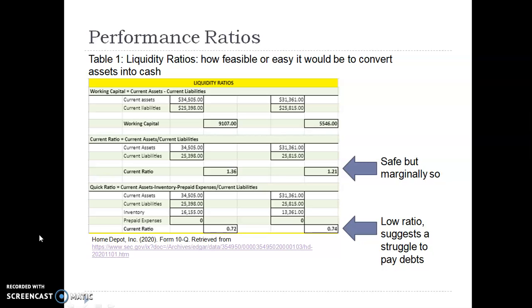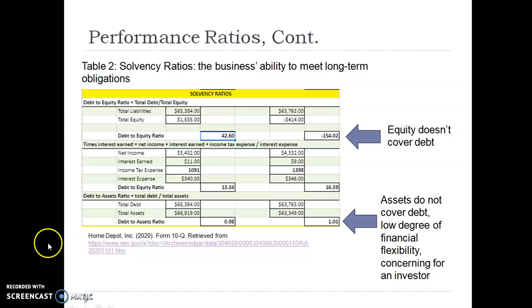Quick ratio is very similar to current ratio, only it excludes inventory, which is a little harder to convert into cash. You can see here that this ratio is actually pretty low, which could suggest a struggle for Home Depot to pay its debts. So the next ratios we're going to look at are the solvency ratios.